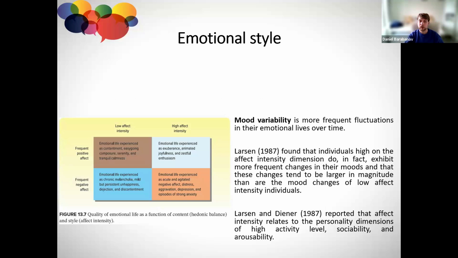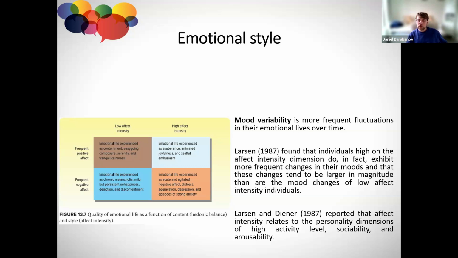The second dimension is mood variability. It's the frequent fluctuation in emotional lives over time. Basically, how often your mood changes. Some people have a very stable mood, so they wake up in a positive mood and stay positive the whole day, or they wake up in a negative mood and stay negative the whole day. But some people experience frequent swings in their mood. One hour they're happy, another hour they're angry, next hour they're sad, and it constantly changes. So mood variability might be different.